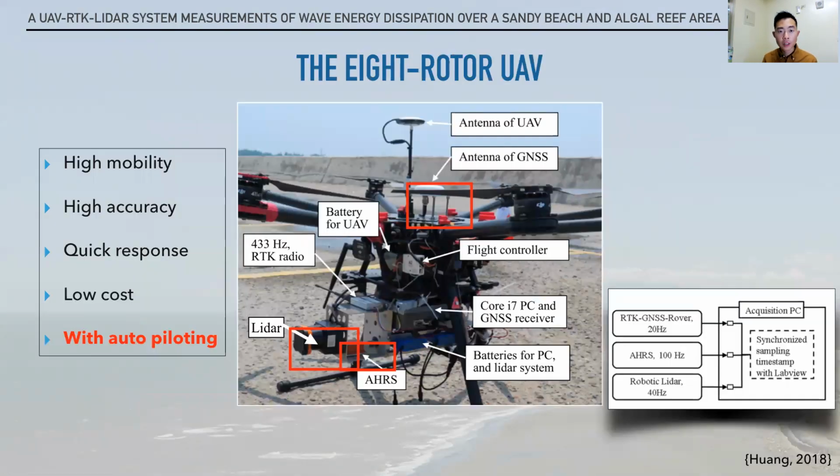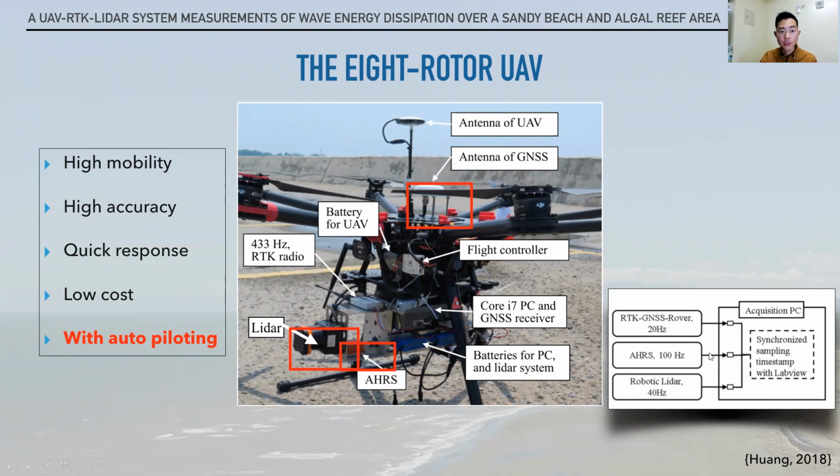This is the UAV we use in the field. It combines three parts. One, the GPS, which records the instantaneous locations of the UAV. And the AHRS, which records the attitude and the heading of the UAV. The last one is the LiDAR component. It records the range data from the UAV to the sea surface. We used an industrial computer to record the data of the three components.